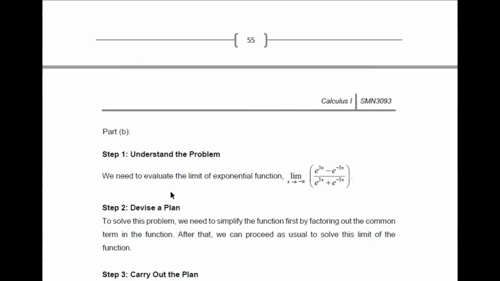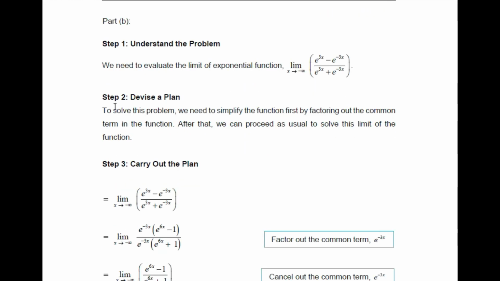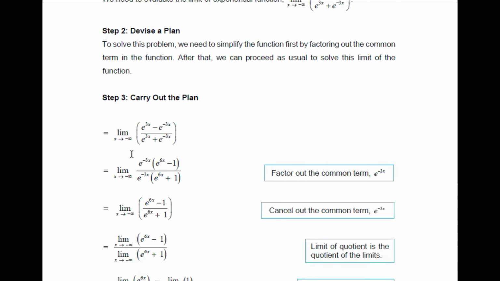For the part B, for step 1, we need to understand the problem, where we need to evaluate the limit of exponential function as x approaches negative infinity. Step 2, devise a plan. To solve this problem, we need to simplify the function first by factoring out the common term in the function. After that, we can proceed as usual to solve this limit of the function.